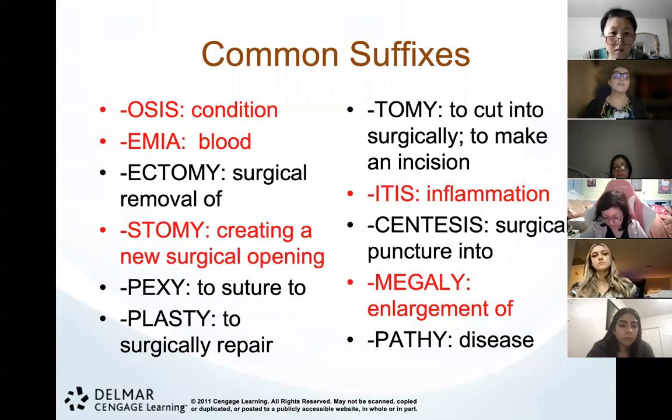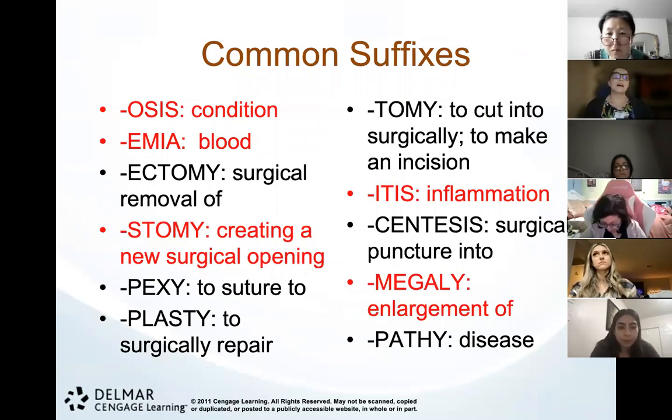Stomy, that's to create a new surgical opening. Pexy, that's to suture something to. Plasty is to surgically repair. So a lot of these are surgical words for different surgical procedures. So when you guys get to module 105, which is your surgical module, we'll go into a lot of detail with a lot of these different procedures. So don't worry if this seems like a lot right now. You will memorize, with repetition, and get better throughout the module. And once it comes to surgery, it's going to be like a refresher from this module.